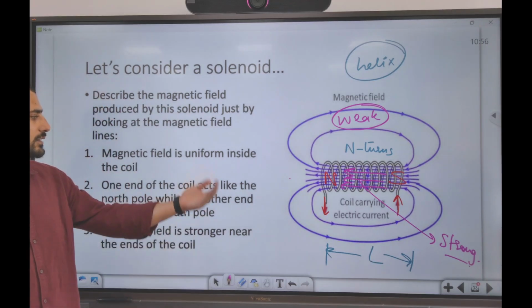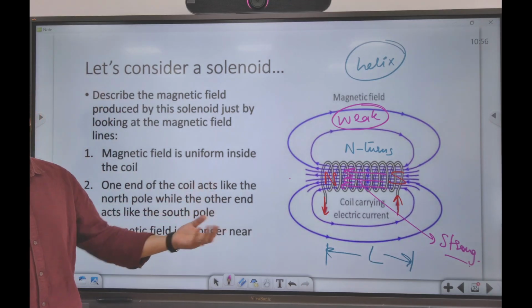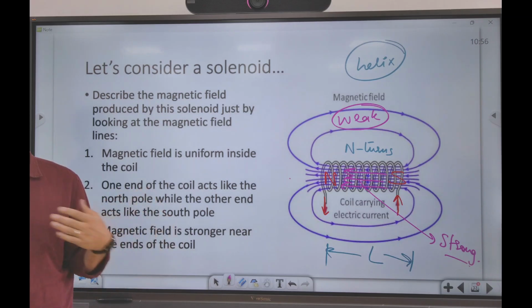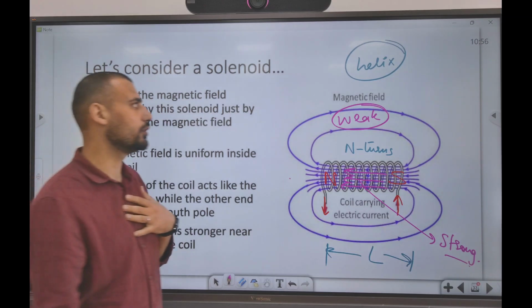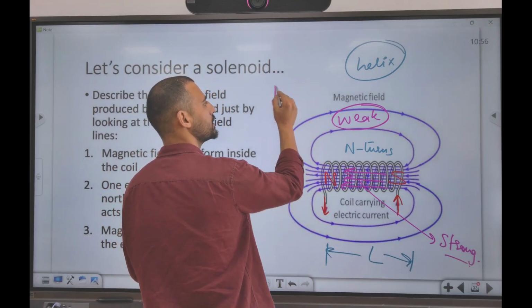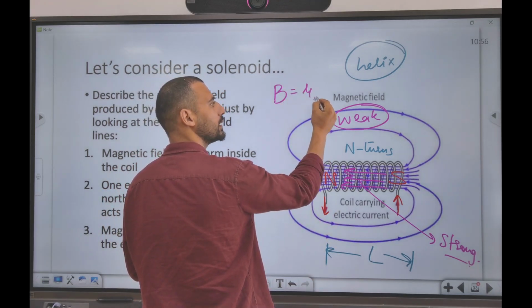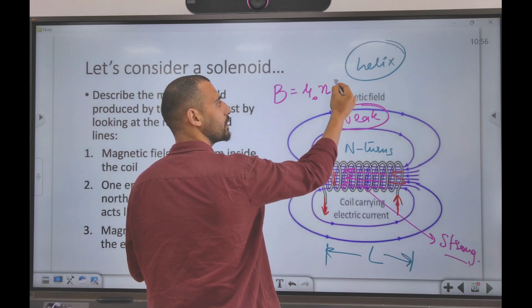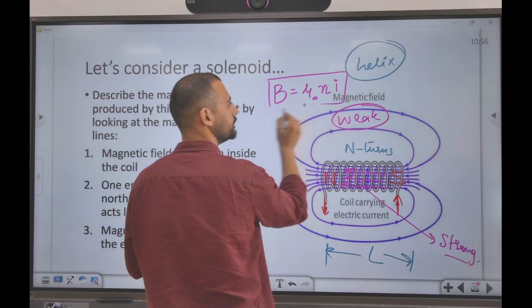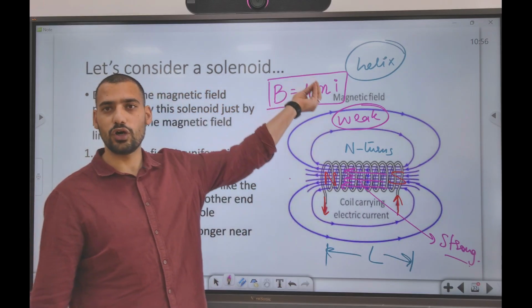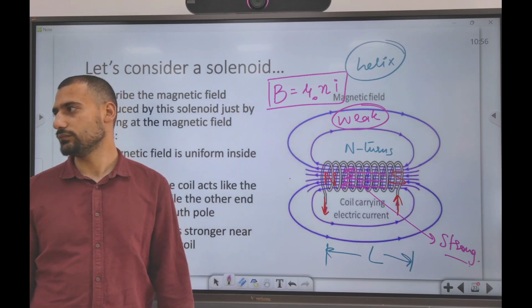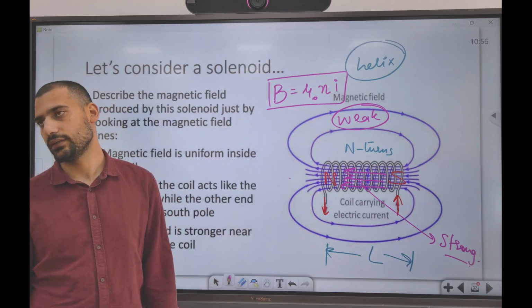Now if someone tells you what is the value of the magnetic field in case of a solenoid, I think I have already shown you the expression. The expression is mu naught times small n times current. This is for the solenoid.